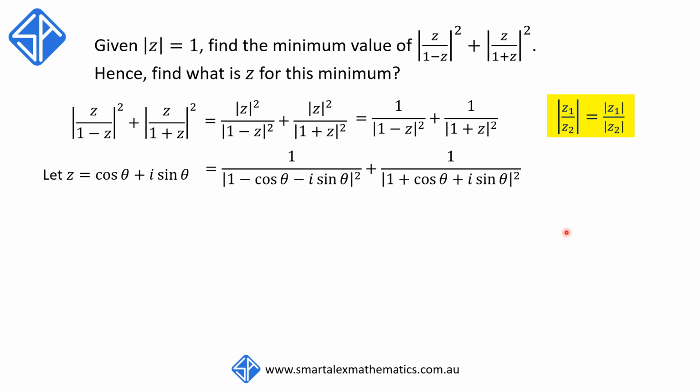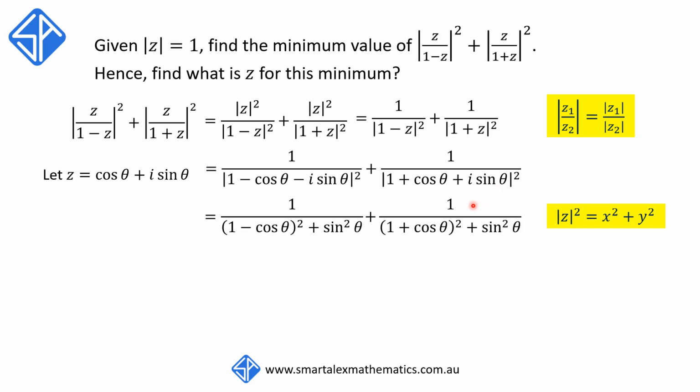To simplify this further, we use the identity that mod z squared is equal to the square of the real part plus the square of the imaginary part, or x squared plus y squared. For our first fraction, the real part is 1 minus cos theta and the imaginary part is negative sine theta. So this becomes 1 divided by (1 minus cos theta) all squared plus sine squared theta. For the second fraction, the real part is 1 plus cos theta and the imaginary part is sine theta. So this becomes 1 divided by (1 plus cos theta) all squared plus sine squared theta.